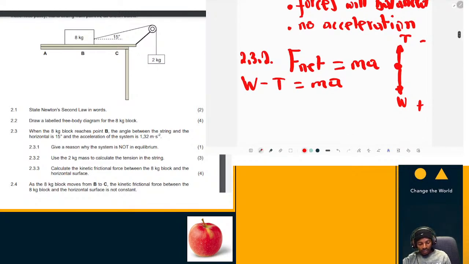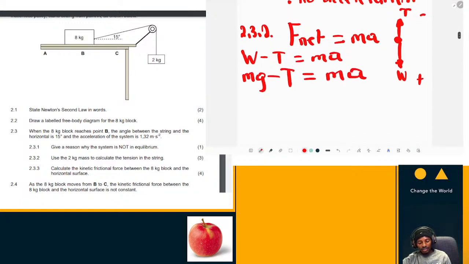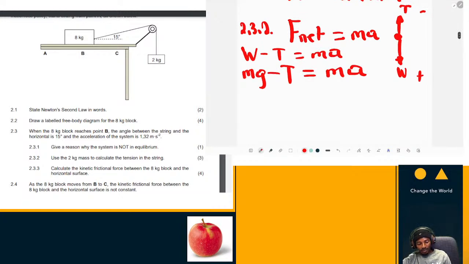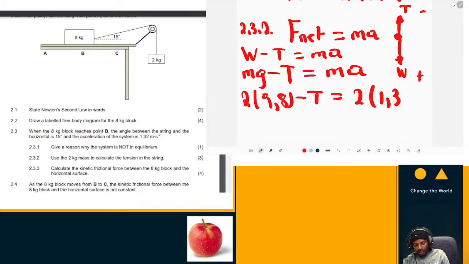This is our F net: weight minus tension is equal to ma. Now we define weight by the product of the mass and the gravitational constant, minus tension. This is equal to ma. So now we can substitute our mass. Our mass is 2 kg times 9.8, the gravitational constant, minus the tension. This is equal to, again, mass times the acceleration, which is 1.32.